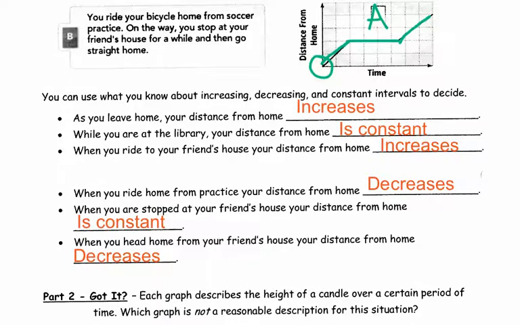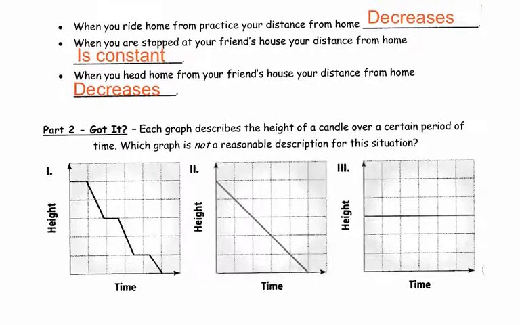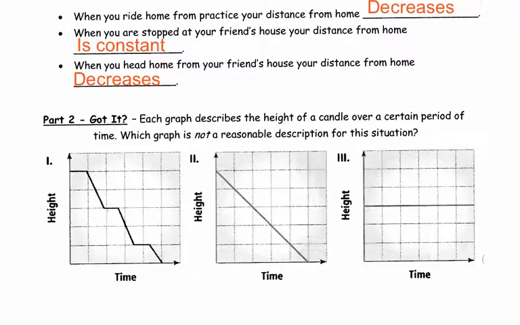Okay, now part 2 is missing an important phrase in the question. So we need to definitely add something here. It says each graph describes the height of a candle, and then we have to add in that is burning. So add that in, otherwise there is no correct answer. So we're talking about a burning candle over a certain period of time. And it asks, which graph is not a reasonable description for the situation? So because I added that it is a burning candle, there's only one that doesn't make sense.